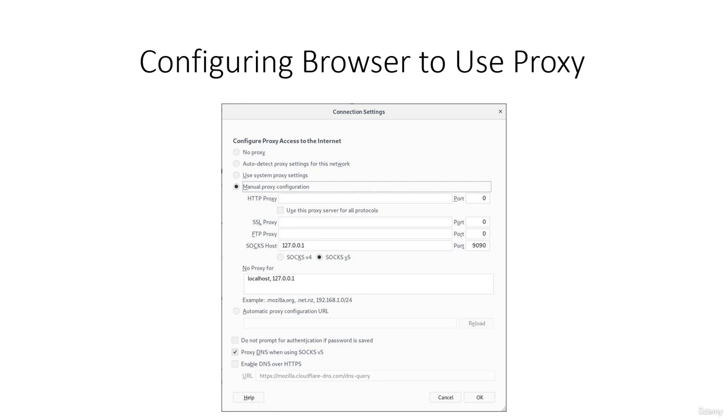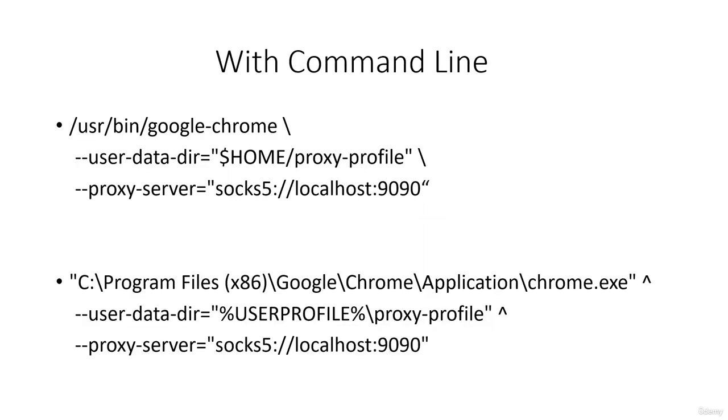In Google Chrome you can use the default system proxy setting instead of changing your operating system's proxy settings. Alternatively, you can use a command line. You should launch Chrome with a new profile and use your SSH tunnel with a command like this. This will be the command line for Linux, and this will be for Windows.